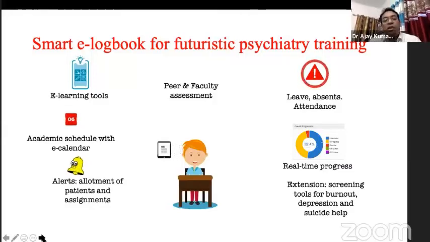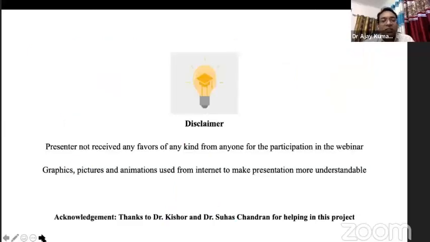So with this positive note, I will conclude my presentation. It's a very short presentation. I want to thank Dr. Kishore, who gave me this idea of working on the e-logbook. And I have worked with Dr. Suhas Chandran. Thank you.